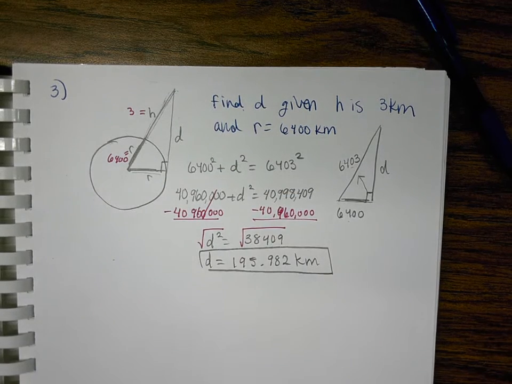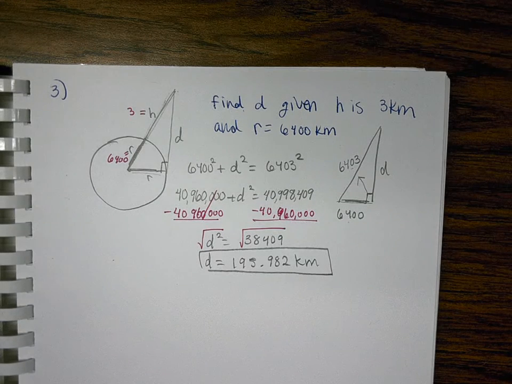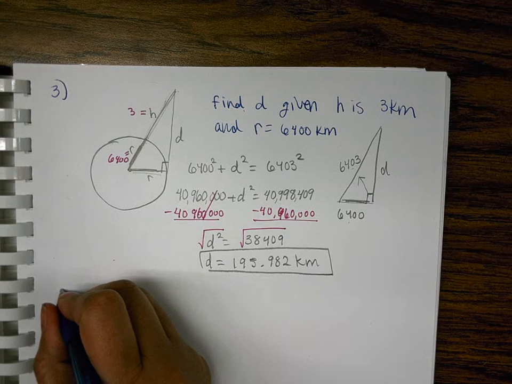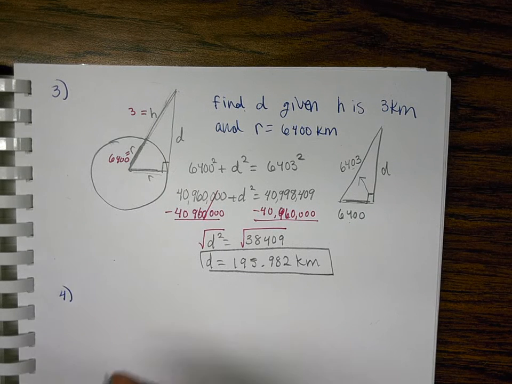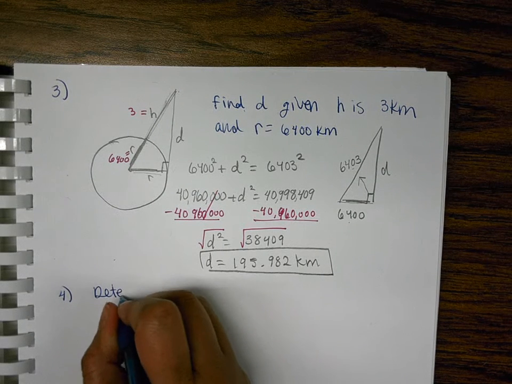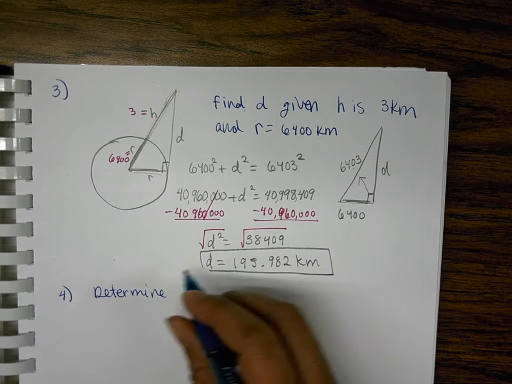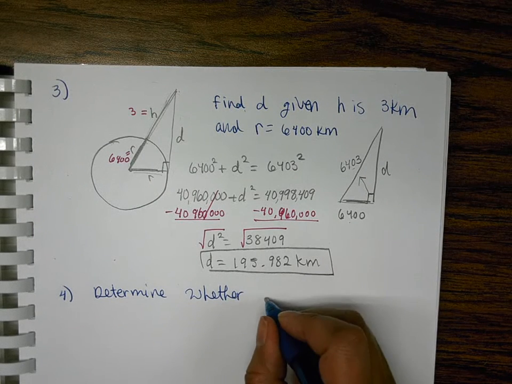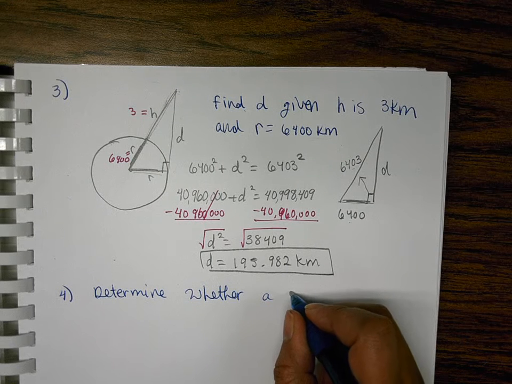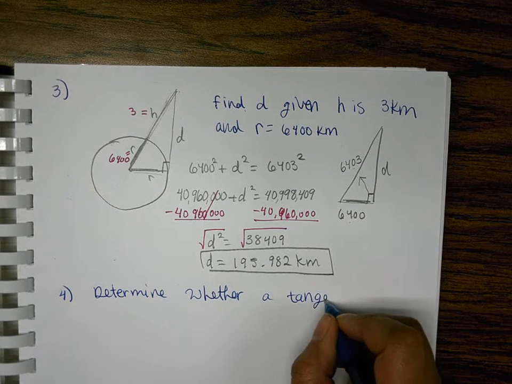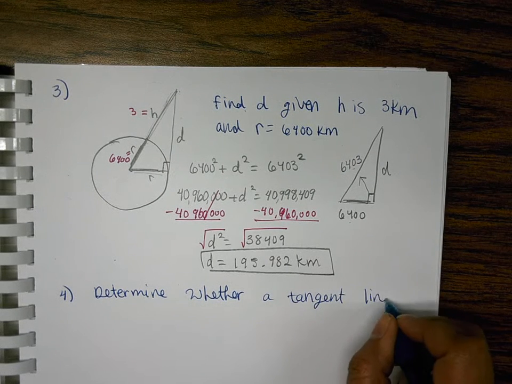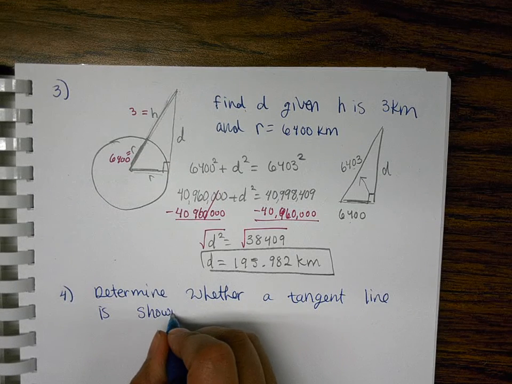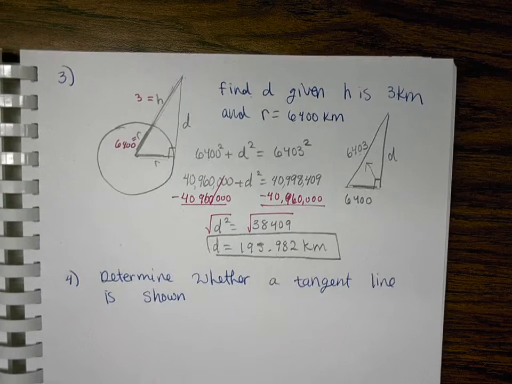Okay. Again, it's not hard. It just takes a lot of time to write all the numbers down, but we can handle that. Much better than having to do everything by hand. Number 4, determine whether a tangent line is shown.